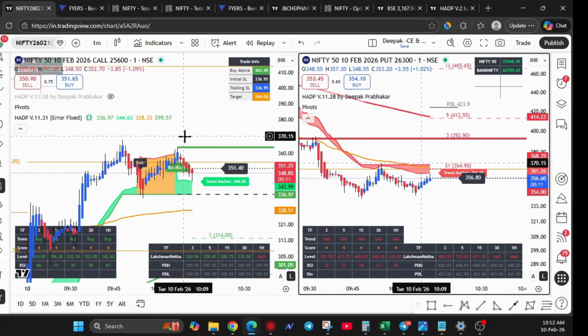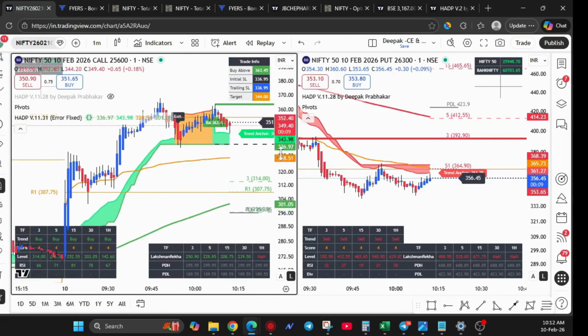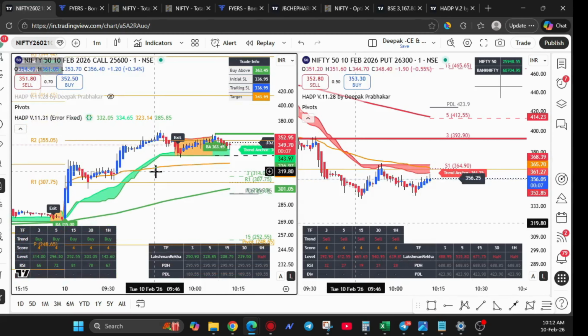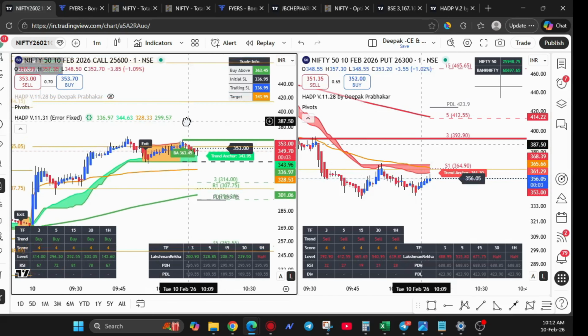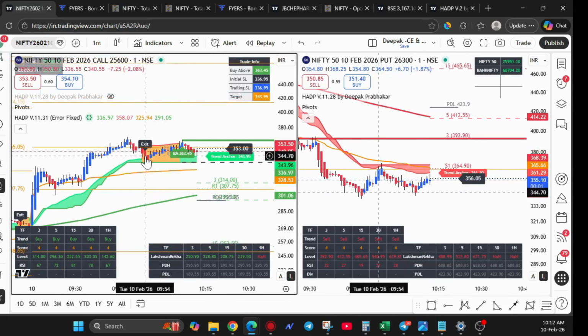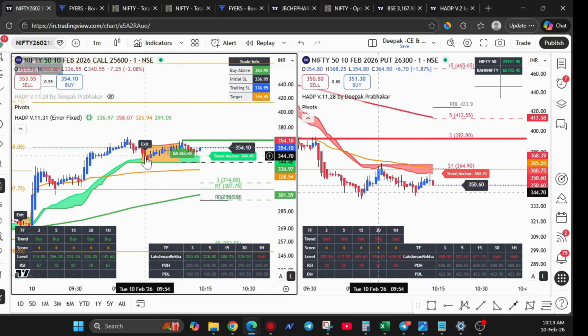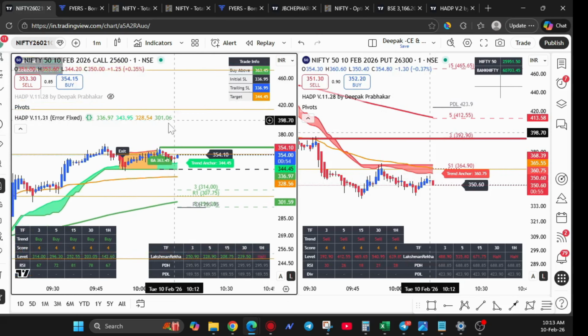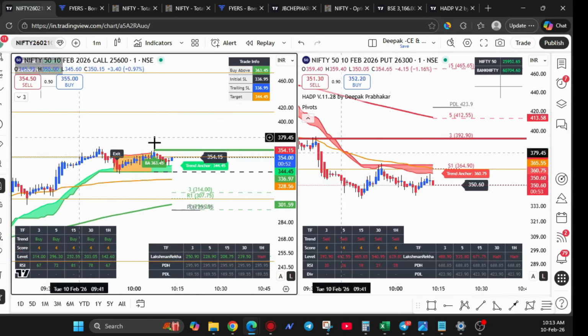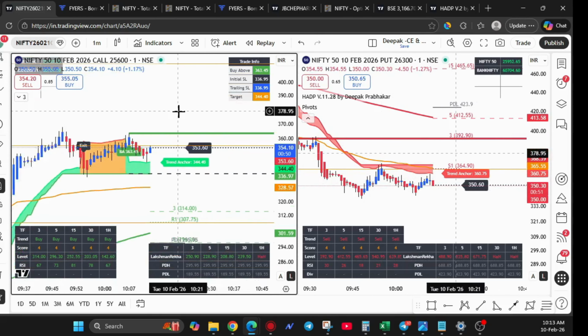Our earlier trade at 315 entry made a high of 367 and odd, right? And it gave an exit around, let's say, 340, 345 levels. And the fresh buy above is not yet triggered.